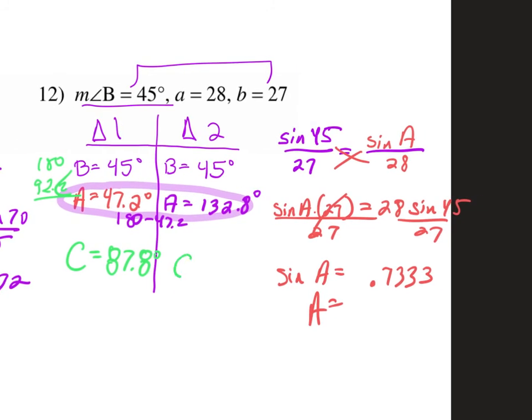In this triangle over here, I add up these two, so 45 plus 132.8, I get 177.8. Now that's close to 180, but it's not bigger than 180, so there's still some degrees left over. I could say 180 minus 177.8, and I get 2.2. So this triangle has an angle that's tiny, and it's 2.2.